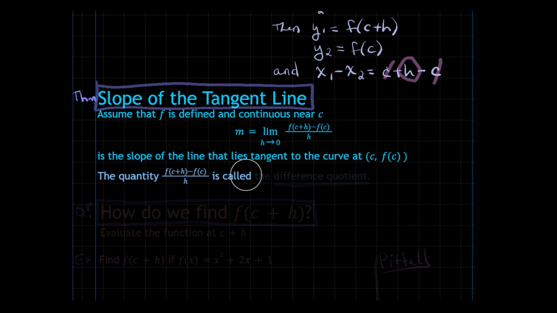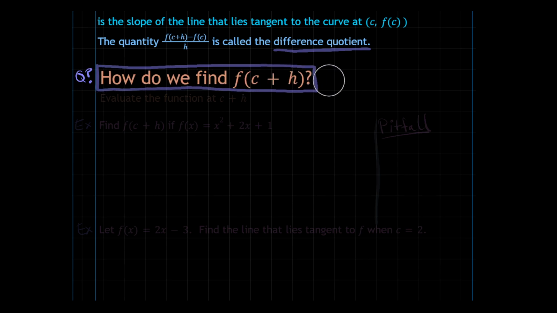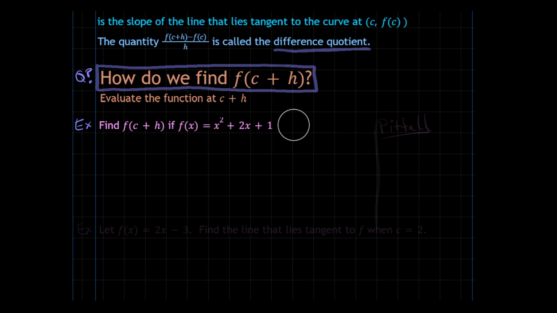Okay. The quantity f of c plus h minus f of c over h is called the difference quotient. And you might see this defined with an x instead of a c also. Either way, you can call that the difference quotient. Okay? Let's talk about how to find f of c plus h. We want to think about evaluating that function at c plus h. So for example, let's find f of c plus h if f of x is this friendly neighborhood quadratic here, and let's say c equals 3.